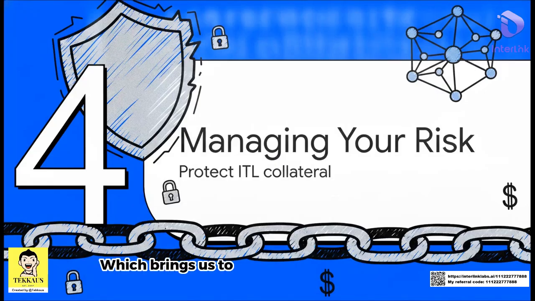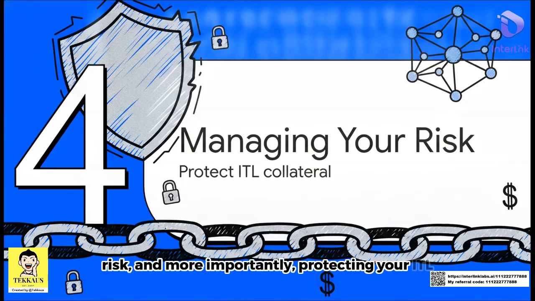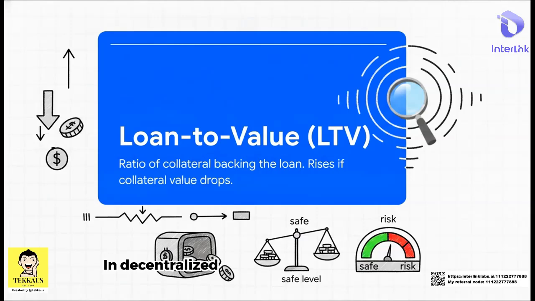Which brings us to Section 4, managing your risk, and more importantly, protecting your ITL collateral. In decentralized finance, you are your own risk manager, and the single most critical metric you need to watch like a hawk is your LTV, or loan-to-value ratio. This ratio tells you exactly how much of your ITL collateral's market value is actively backing your borrowed funds. Because digital assets fluctuate, this number is super dynamic. If the market price of ITL drops, your LTV mathematically shoots up, pushing you dangerously close to liquidation.